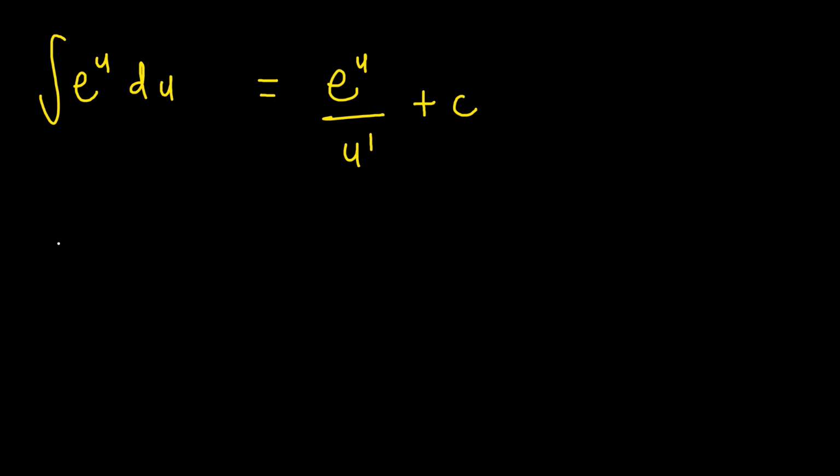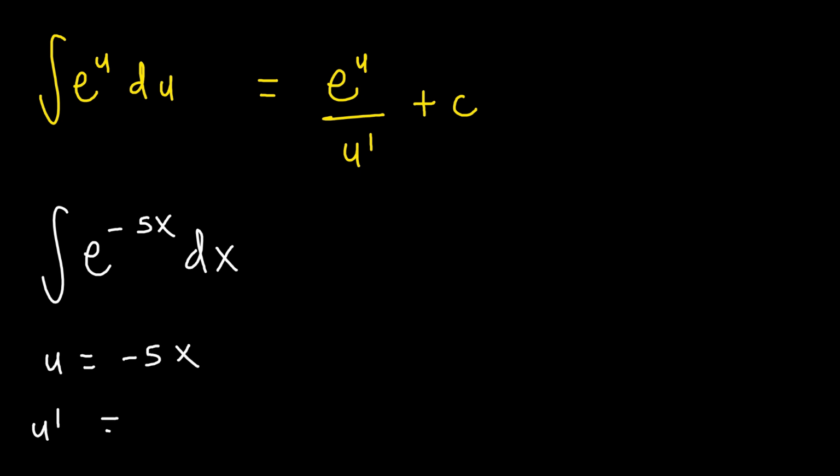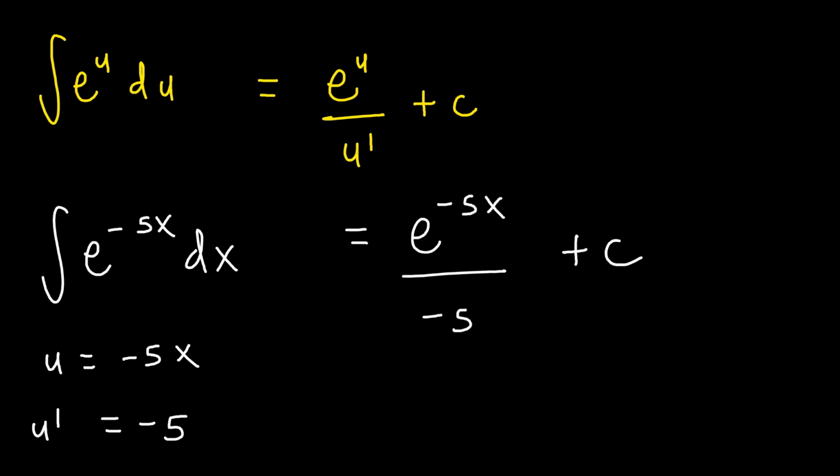Now you try this. Solve the integral of e to the power of negative 5x dx. In this case, u equals negative 5x, and so u prime will be equal to, when you differentiate negative 5x, you get negative 5. So this will be equal to e to the power of negative 5x divided by u prime, which is negative 5, plus c.